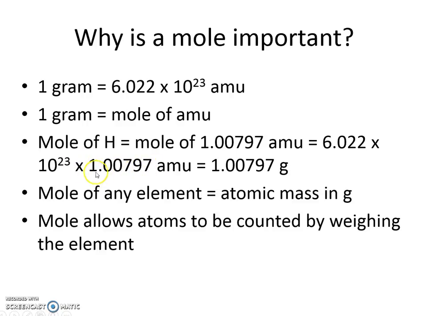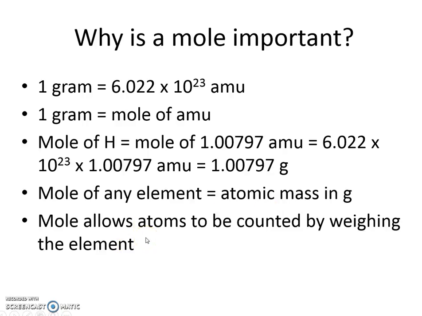But if I take this number out and put 6.022 times 10 to the 23 with AMU, well, that's just a gram. So when I get through with this, I just have 1.00797 grams. And I can do this for any atom in the periodic table. I can look at the atomic mass, take that number, put gram after it, and set it equal to 1 mole. So you have a whole periodic table of conversion factors there. A mole of any element is going to be the atomic mass in grams.